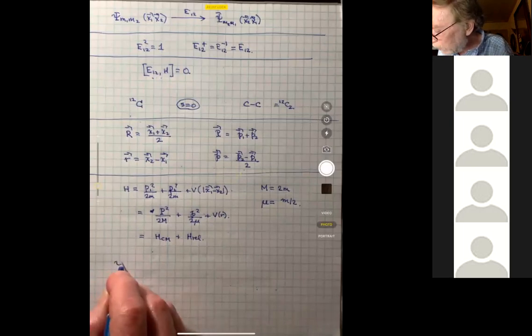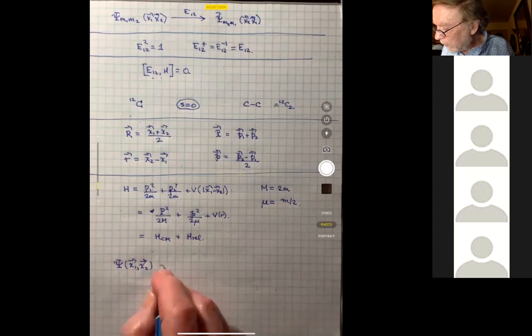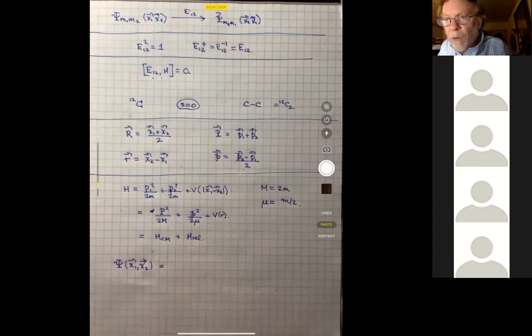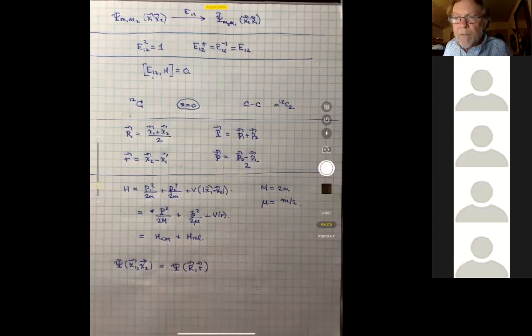As far as the wave function is concerned, let's call it capital psi. It depends on the coordinates of the two atoms, x1 and x2. Let's transform the coordinates over to center of mass and relative coordinates, and we'll use the same symbol for the wave function, meaning the value is the same. The function is different, but I'll use the same symbol for it. It's psi of small r and capital R.